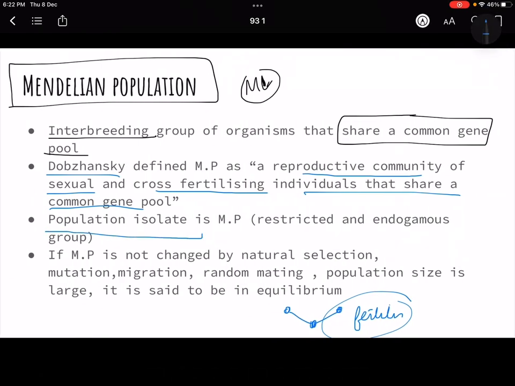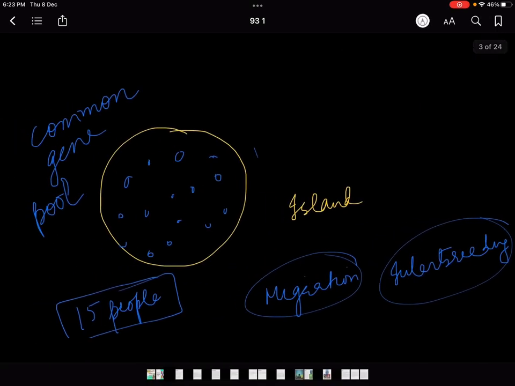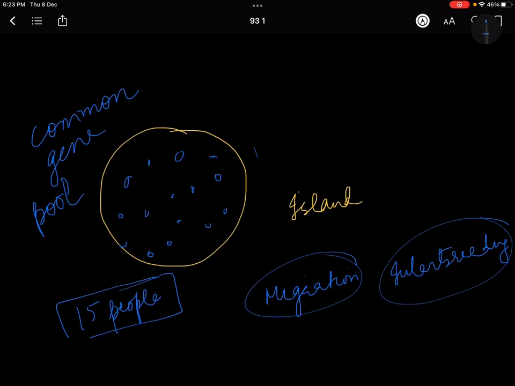What is a population isolate? Isolation is that either you are geographically separated, meaning you are restricted, in this case to an island, and you are interbreeding only on this island. That is the population isolation criterion in this case. Others could be endogamy, where many groups breed only among themselves. For example, in the Indian case you speak of caste endogamy.